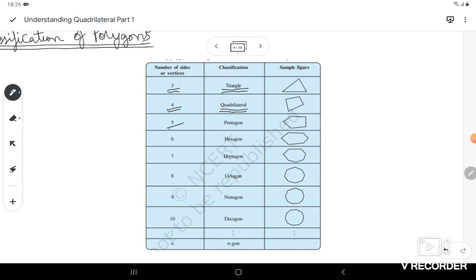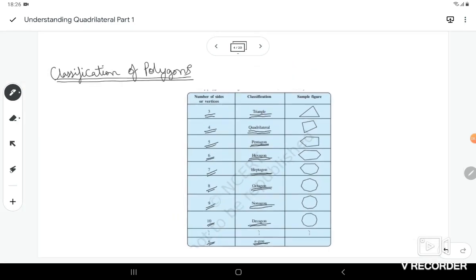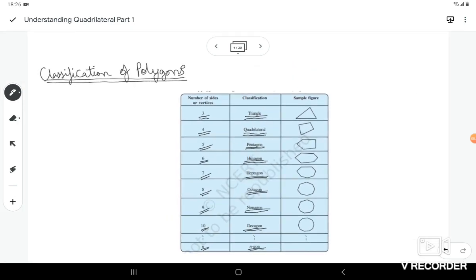Now next is 5-sided figure. So 5-sided figure is known as pentagon. Similarly, 6-sided figure is known as hexagon. 7-sided figure is known as heptagon. 8-sided figure is known as octagon. Similarly, 9-sided figure is known as nonagon, and 10-sided figure is known as decagon. And similarly, going up to the n number of sides, where n can be any number, is known as n-gon. So this is the classification of polygons. Moving further.